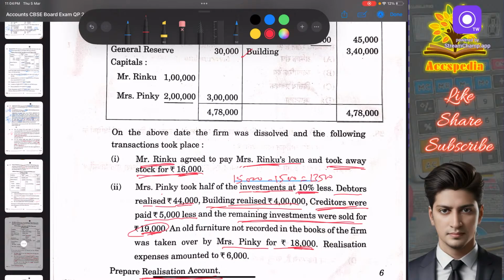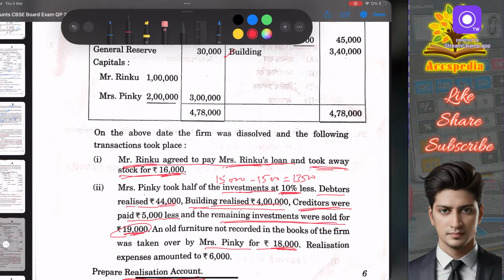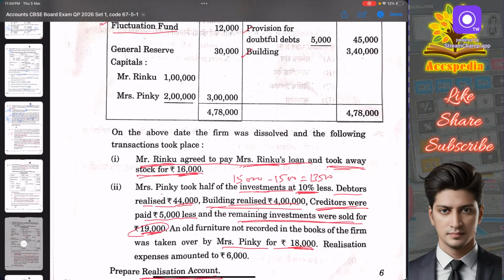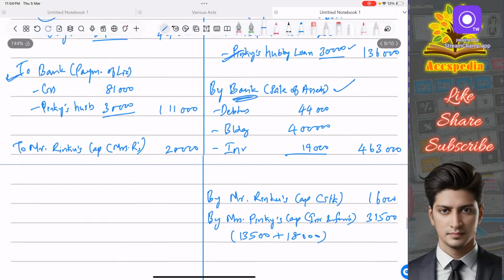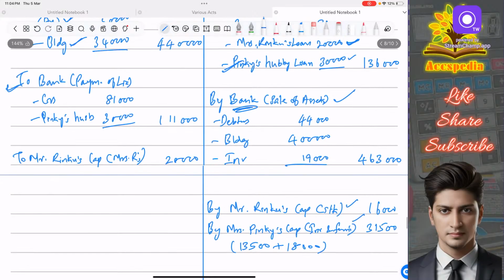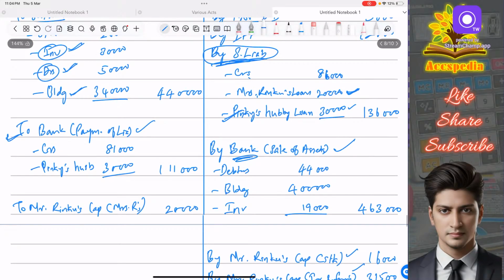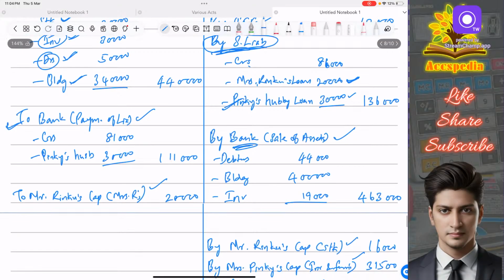Okay, is any value given? They just said Mr. Rinku agreed to pay Mrs. Rinku's loan. That means the full value. The full value is how much? 20,000. So credit side, sale of assets taken over. Debit side, payment of liability taken over. Like that, if you follow an order, there won't be any confusion.